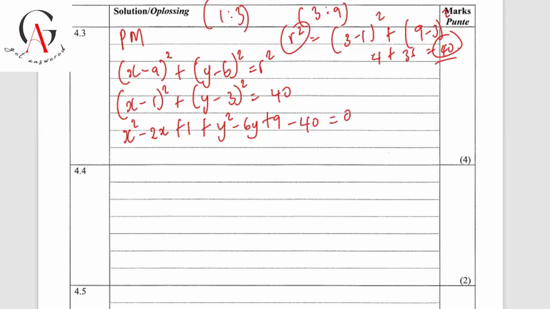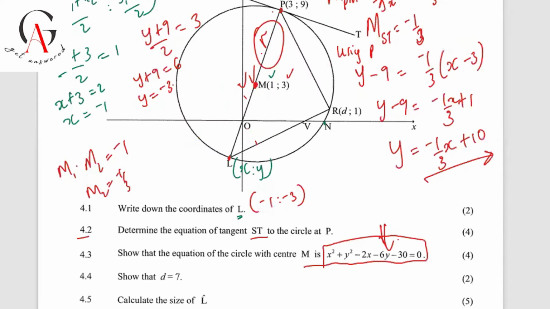Minus 40 is 0. So we have x squared plus y squared. We have the minus 2x. Minus 6y. This and this is a 10. Minus 40 plus 10 is giving me minus 30 is equal to 0. All right, so that is how we would have proved this equation.